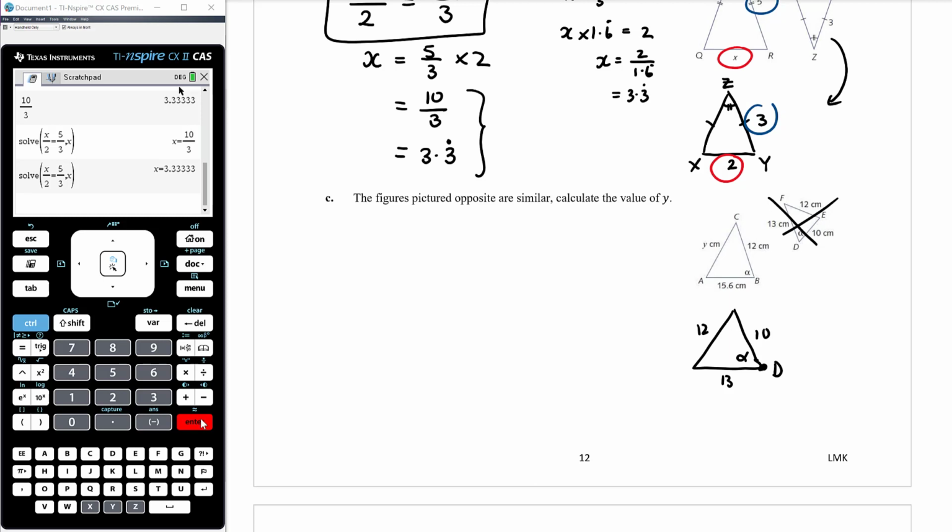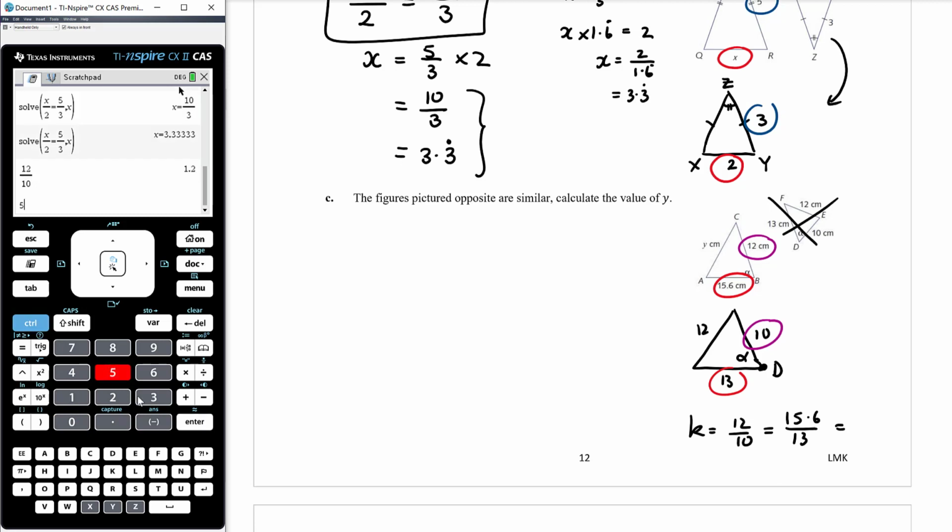So I want to find the value of y. So y is a length here. In terms of working out the scale factor, I've actually got 2 bits of information that would allow me to work out the scale factor. 12 and 10 correspond, and 15.6 and 13 correspond. So our scale factor is 12 on 10, which should be the same as 15.6 on 13. So let's just check that. 12 divided by 10 is 1.2. 15.6 divided by 13 is, CAS is ignoring every third tap I do, also 1.2. So the scale factor is 1.2. So you could use the scale factor of 1.2. I'm just going to do it in 2 different ways.